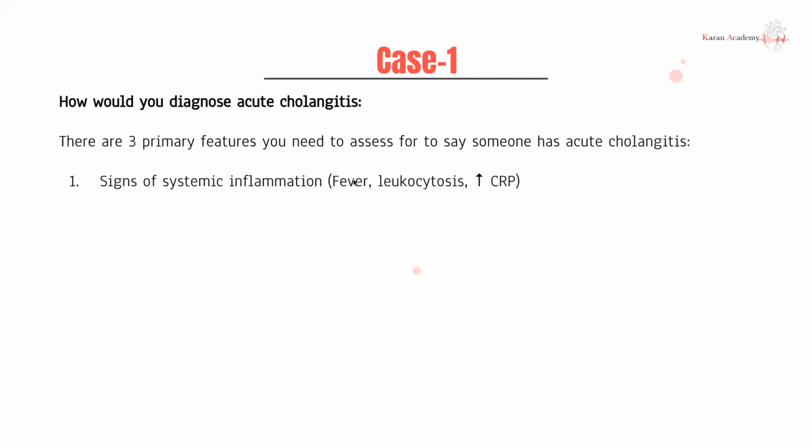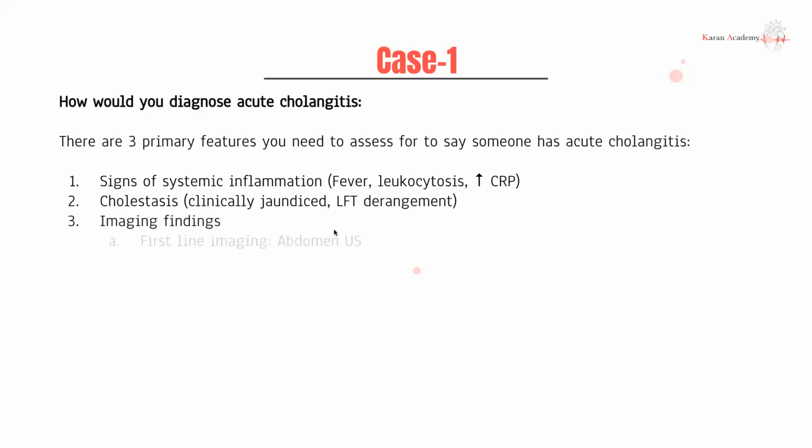So firstly, you have signs of systemic inflammation, like fever, leukocytosis, elevated CRP, cholestasis, so the fact that he's clinically jaundiced and he probably would have a high bilirubin when we do his LFTs, and findings on imaging. So a first-line imaging is abdo ultrasound, and I know Monash is notorious for asking, what is the first-line investigation? What's the best investigation, right? So first line is abdo ultrasound.